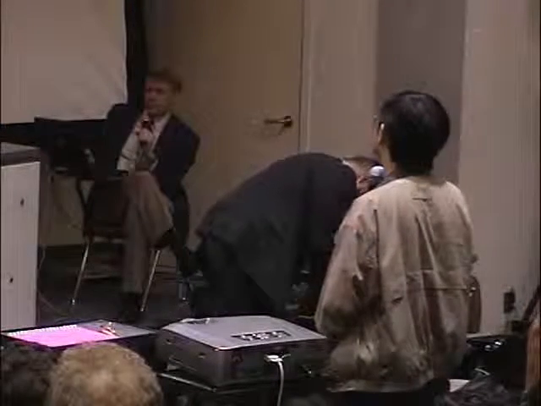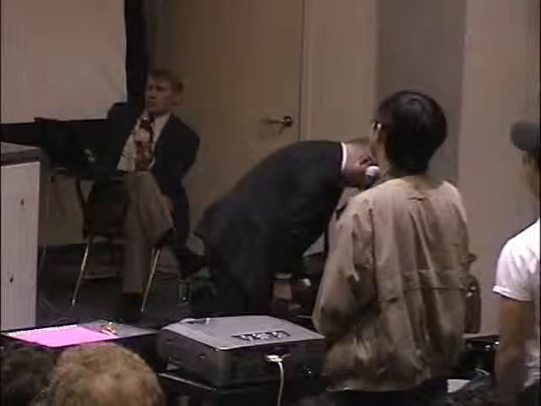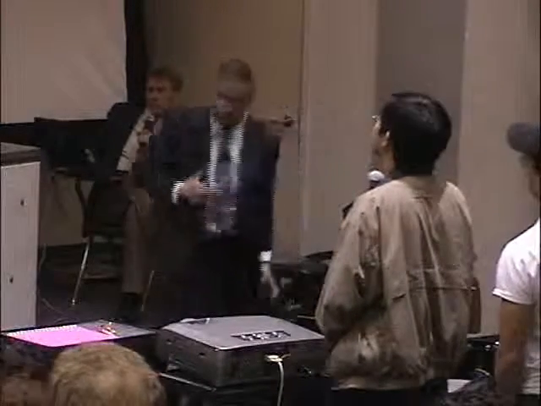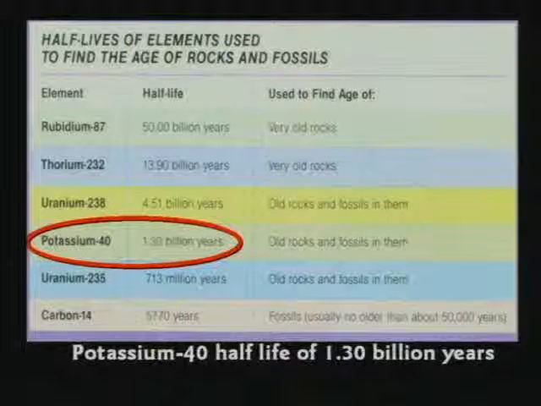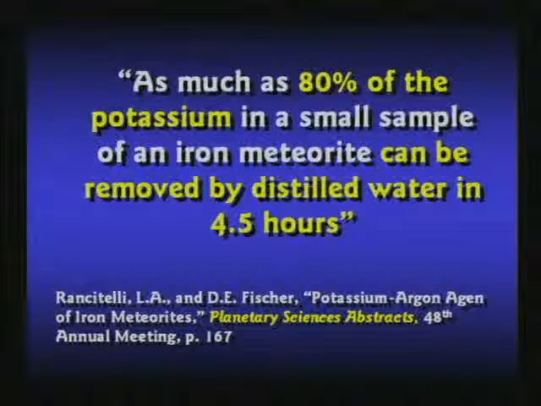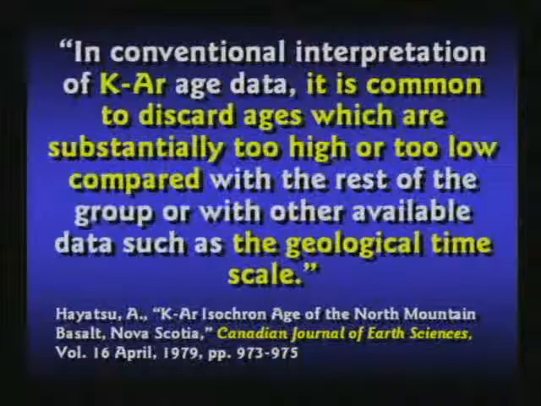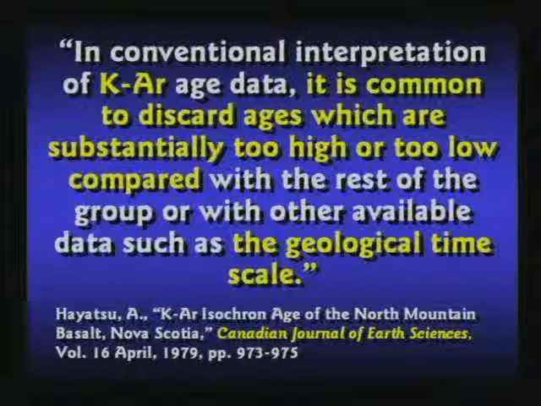You can look at any textbook. I'll show you here. Potassium decays at a pretty slow rate. 1.3 billion years is considered the half-life of potassium to argon. About 80% of potassium in a small sample of iron can be removed by distilled water in 4.5 hours. So, in conventional interpretation of potassium-argon age data, it's common to discard ages which are substantially too high or too low compared with the rest of the group or with other available data such as the geologic timescale. There's my point. It has to be based on the geologic timescale.